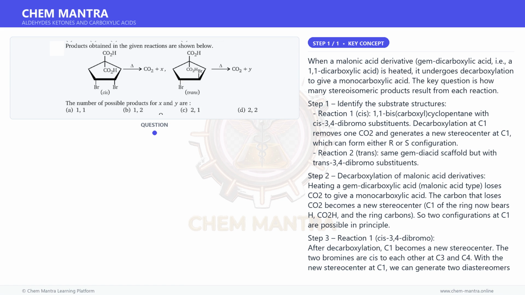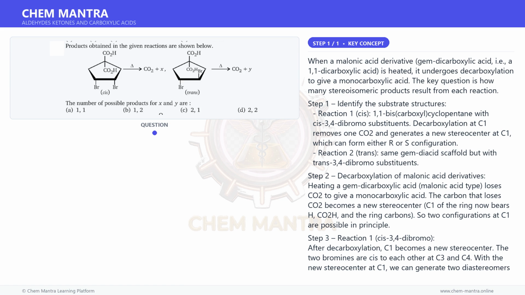Step 4, Reaction 2, trans-3,4-dibromo. After decarboxylation, C1 again becomes a new stereocenter. With trans-3,4-dibromo, generating two configurations at C1 gives a pair of enantiomers, because the trans arrangement creates a plane of symmetry relationship between the two possible C1 configurations. These two enantiomers are mirror images and, when considered as a racemic pair from an achiral reaction, are effectively the same compound, or a racemate counted as one compound in terms of constitutional identity.